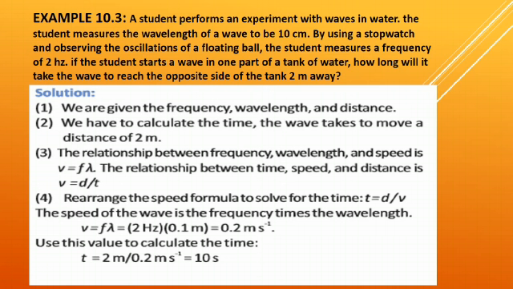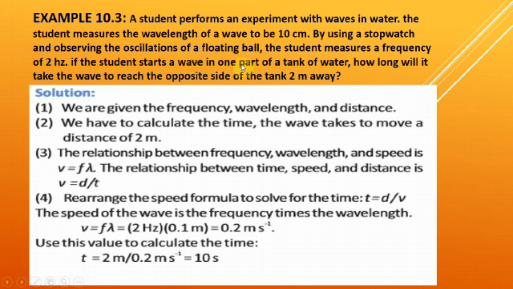Now students, we are going to solve an example. This example says that a student performs an experiment with wave in water. The student measures the wavelength of wave to be 10 centimeter. Wave की जो wavelength है वो 10 centimeter है. You know हम centimeter use नहीं करते. We'll change it into meter by dividing by 100. When we'll divide by 100, then you will come to know that it will become 0.1 meter. By using stopwatch and observing the oscillations of floating ball, the student measures the frequency as 2 Hz. Second quantity जो हमें पता चली इस डेटा से वो frequency है waves की, that is 2 Hz.